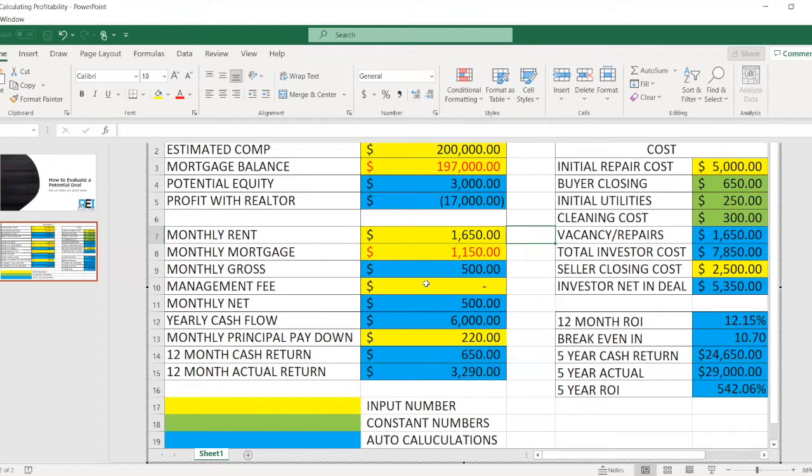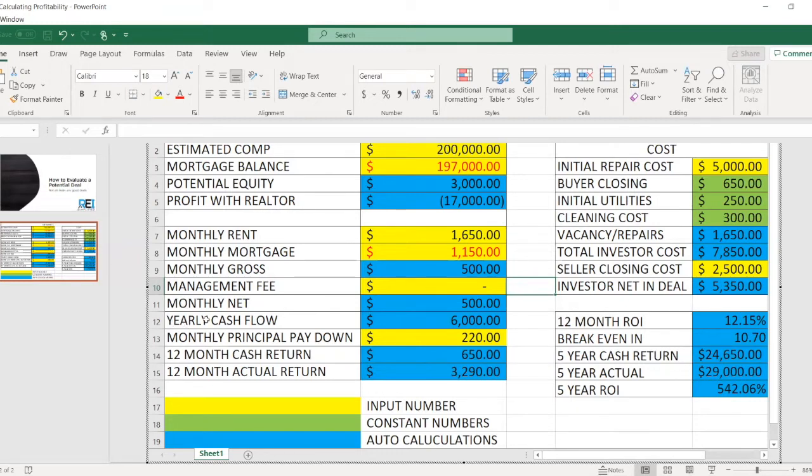But let's say that you want to hand your property over to a management company. Just for example, generally speaking, the management company will charge about 10% of your rent. So that would be $165 in this scenario. You can see that your monthly net obviously goes down because you're paying someone out, which comes out of your profitability. So we will go back to zero because we don't use management companies. We'll maintain that $500 a month monthly net.